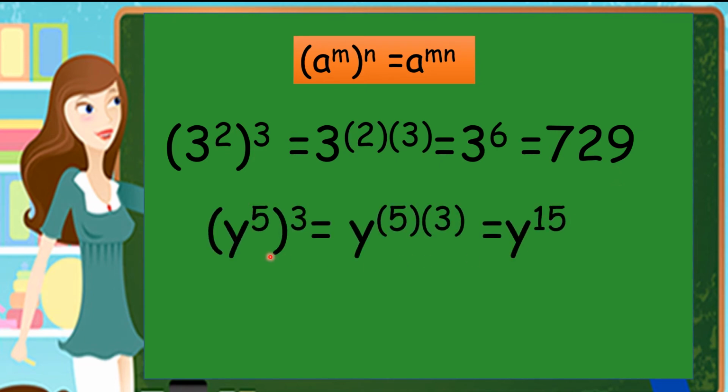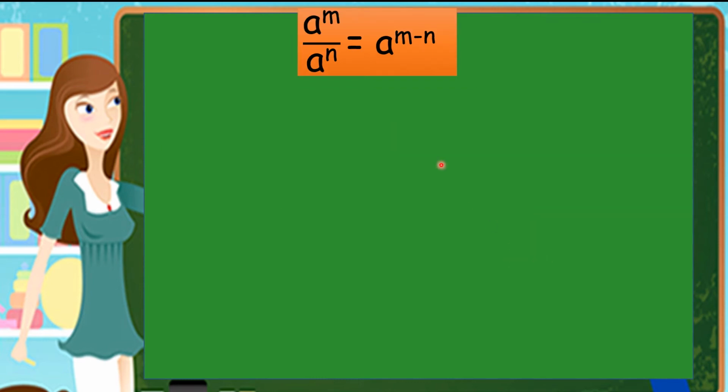Then, another example, if we have the quantity of y raised to the fifth power, quantity raised to the third power. So, copy y, then multiply exponents. Okay. So, 5 times 3, the answer is 15. So, ang sagot natin ay y to the 15th power. So, another example, we have a raised to the m power over a raised to the n power. So, it is equal to a raised to m minus n.